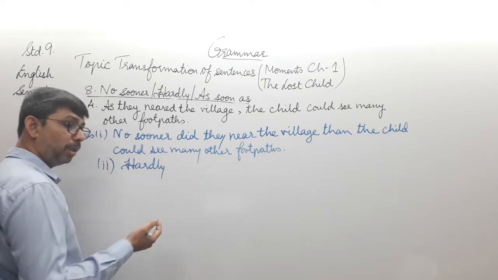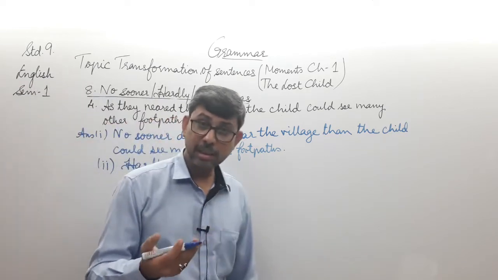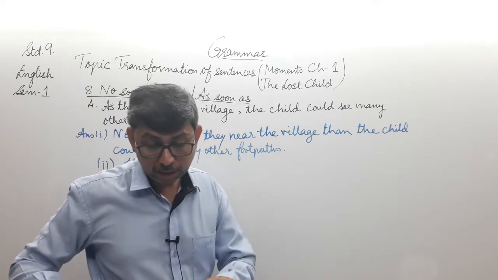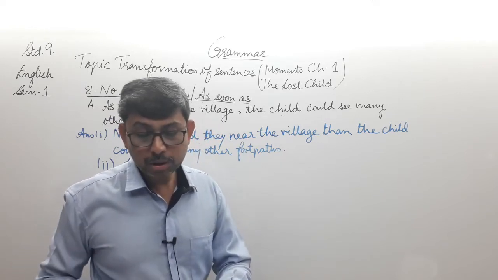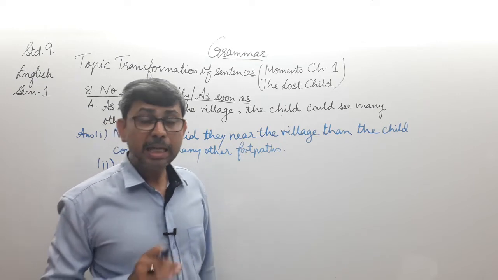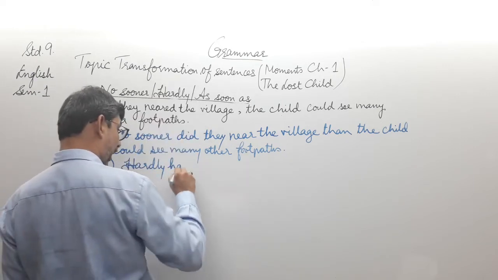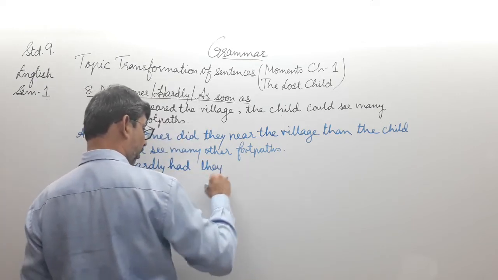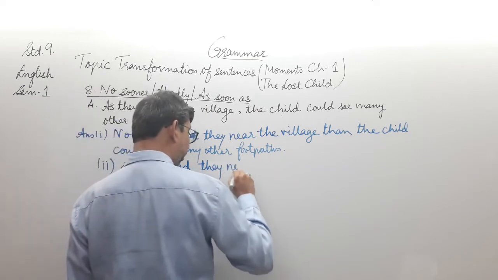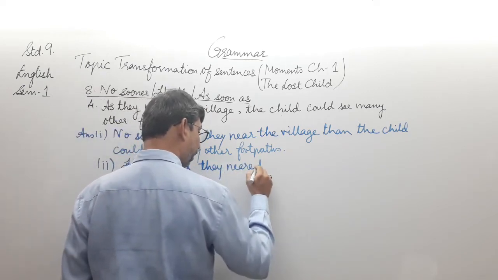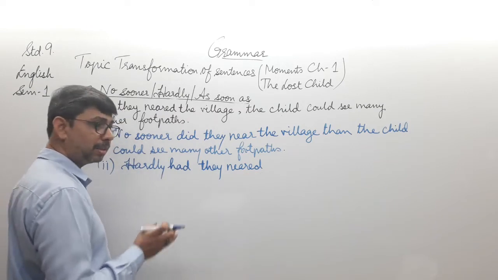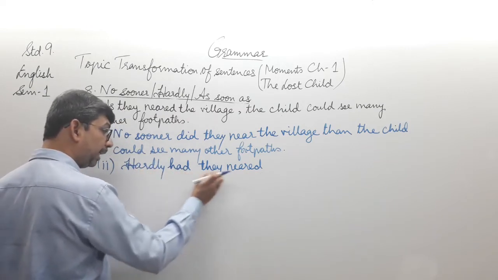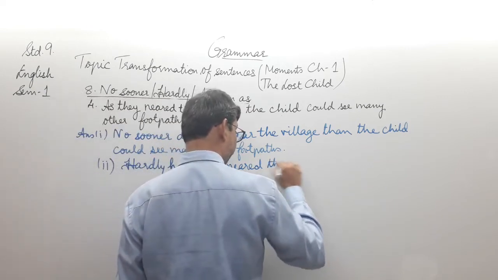Hardly, remember we followed the pattern: had plus the past participle form of the main verb given to us. So we will be using the same pattern to write: hardly had they, the subject, hardly had they neared. Neared is the past participle. Try to explain this to yourself, it is not the simple past, it is the past participle. Hardly had they neared the village.